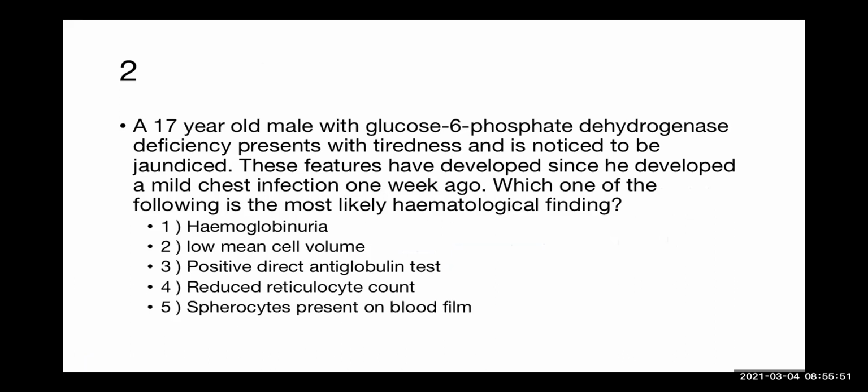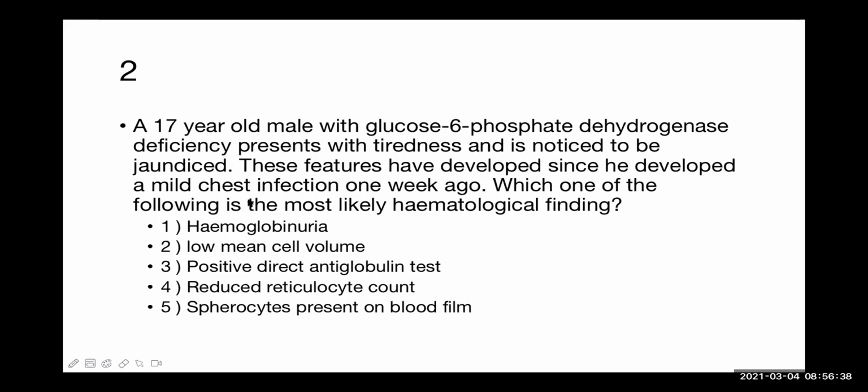So just have a look at this number 2, all of you, please. Please mute yourself, okay? Now, he is a 17-year-old male with glucose 6-phosphate dehydrogenase deficiency, presents with tiredness and is noticed to be jaundiced. Look at the age of this patient, 17-year-old, and this is a known case of G6PD deficiency. And we all know G6PD deficiency gives rise to hemolytic anemia. Now, this patient presents with tiredness and jaundice, so there is already evidence of hemolysis. Tiredness is because of anemia, and there is already jaundice.